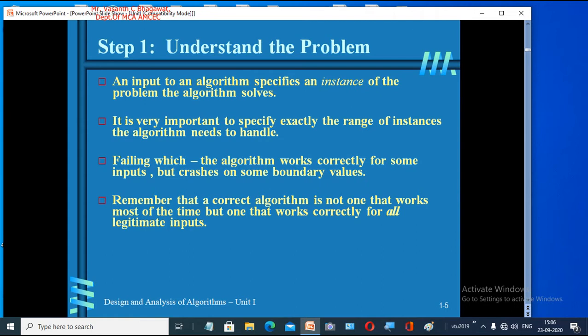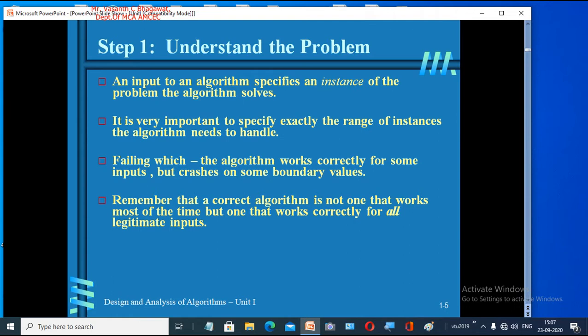Now when you have clearly understood the definition of the problem, as we discussed in the previous section, whenever we are talking about an algorithm, there are some important characteristics. There we have discussed input, because every algorithm has got a definite input. That means there should be some input, either zero input or certain input. An input to an algorithm specifies an instance of the problem, a small instance of the problem, whatever input you are going to give. It is very important to specify exactly the range of instances the algorithm needs to handle. That means what type of input you are going to give.